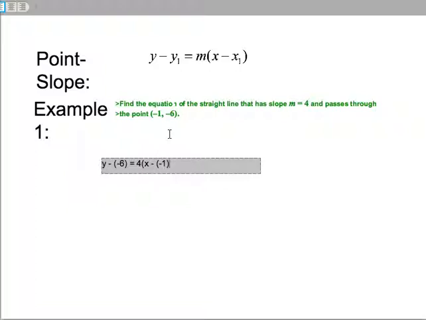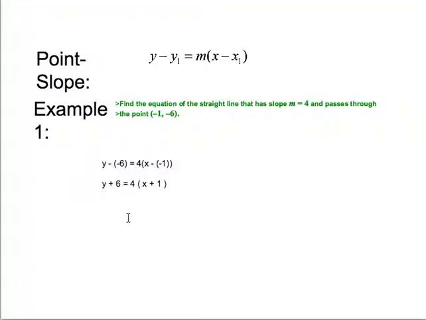Okay? So now this isn't good, clean mathematics. We've got all these negatives here. So I'm just going to clean it up, because instead of doing minus -6, we can just say plus 6. So y plus 6 is equal to 4 times x. And instead of minus 1, we're going to say plus 1. And that's it. We are done with that problem.